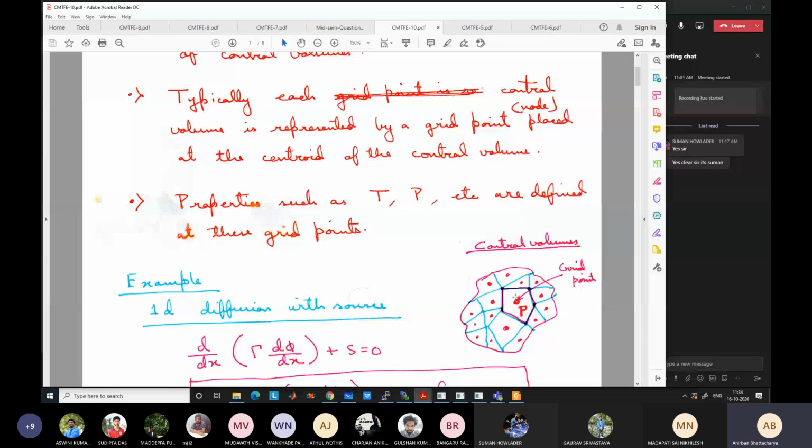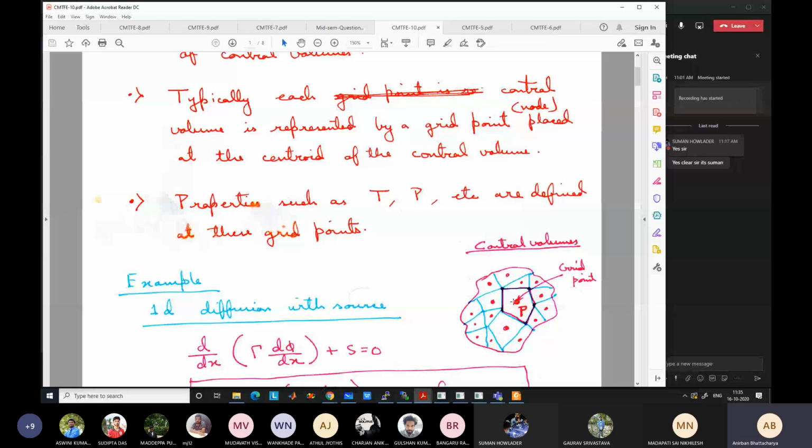The grid points can be at the center of the control volume, or they may not be, depending on our formulation. Typically, it is at the centroid, meaning the center point.